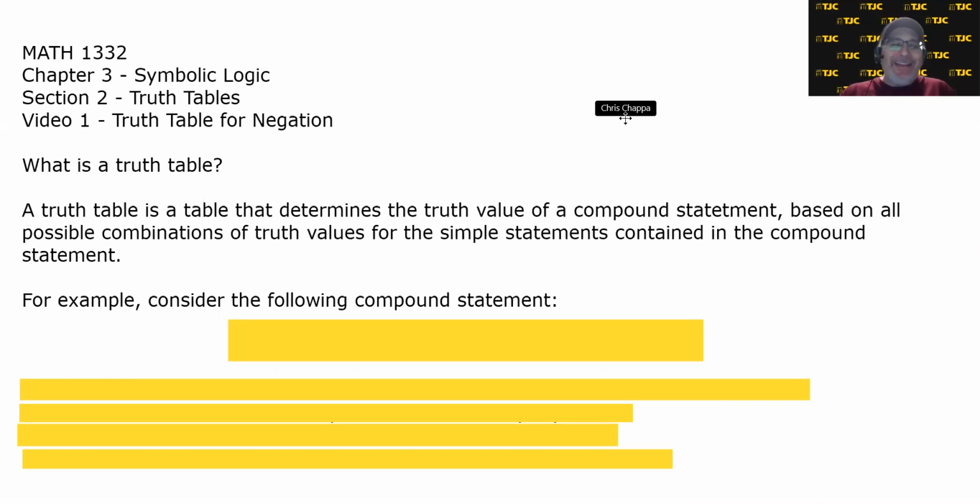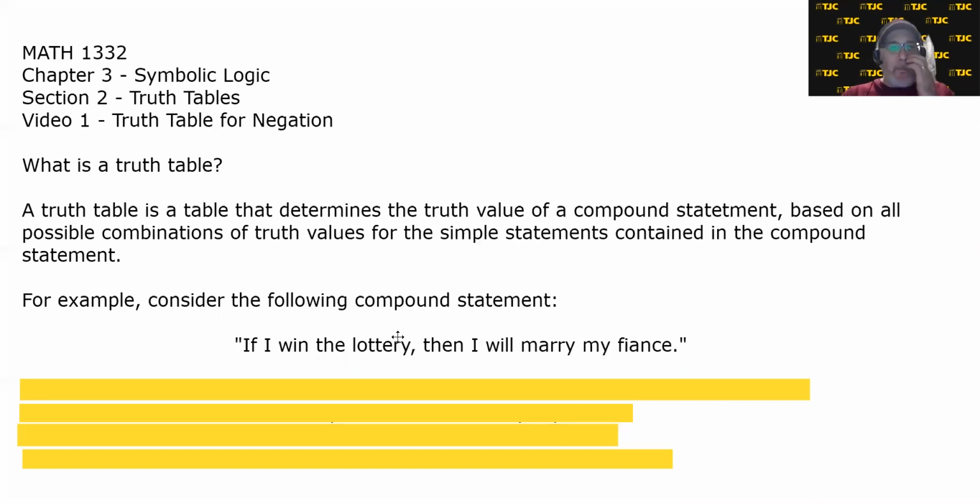To get an idea of what we're going for here, let's consider the following compound statement. If I win the lottery, then I will marry my fiance. Now, notice that this compound statement is a conditional. It has an if-then. Its antecedent, which we informally defined in a previous video, but we'll formally define later in this video series, the simple statement following if, is I win the lottery. And the consequent, the statement following then, is I will marry my fiance.